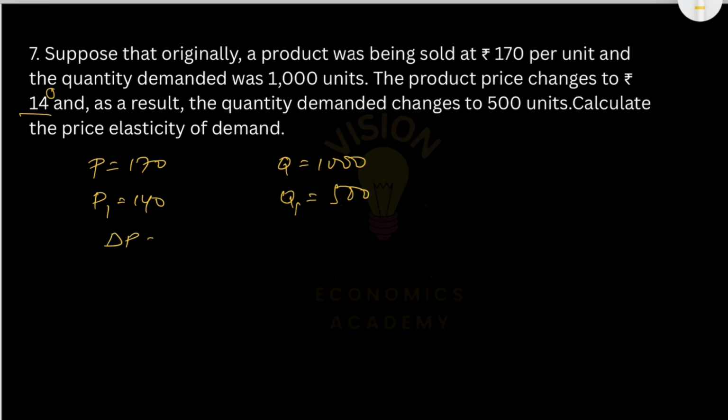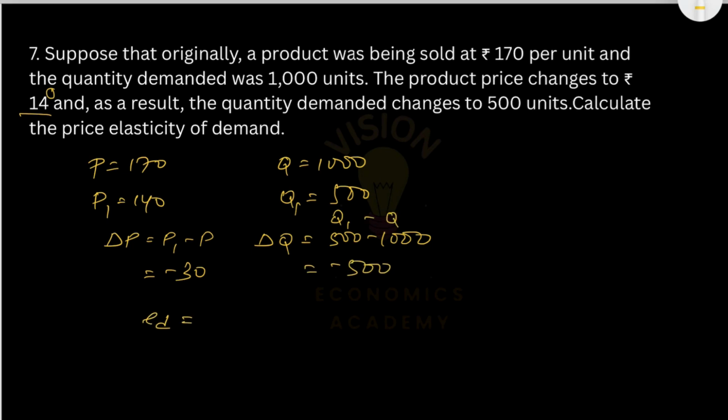Now, change in price is P1 minus P, that is 140 minus 170, which is minus 30. Change in Q is 500 minus 1000, that is Q1 minus Q, that'll give us minus 500.